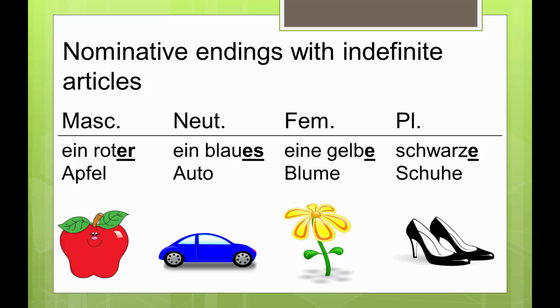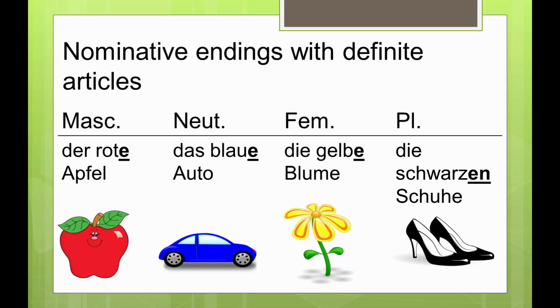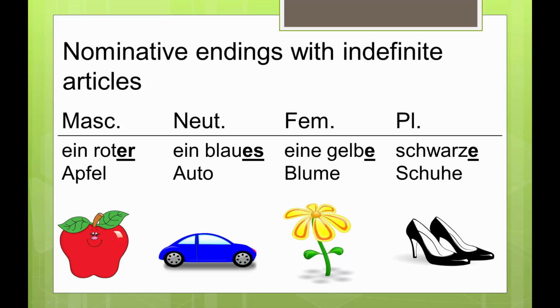Now note how much of a change occurs between the definite articles and the indefinite articles. If you look back at the definite articles, the definite article itself indicates the gender of the noun that it's describing. And then it gets a little more complicated with the indefinite article, where the ending on the adjective describes the gender of the noun.